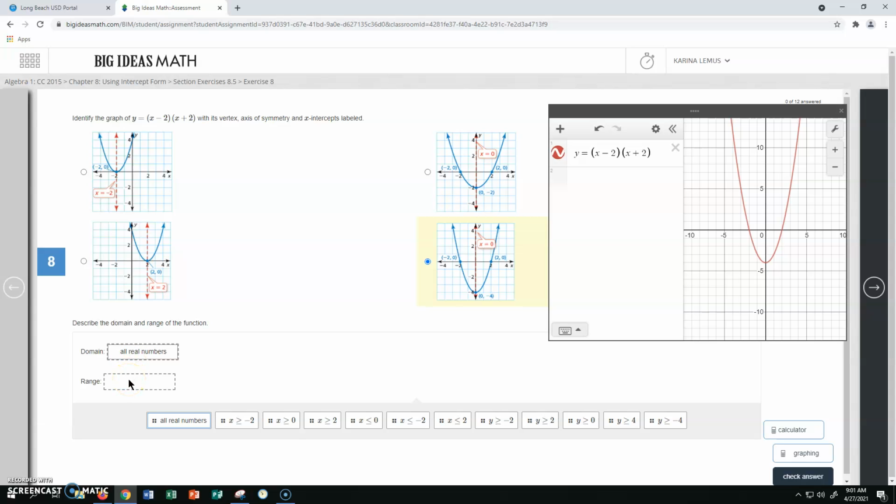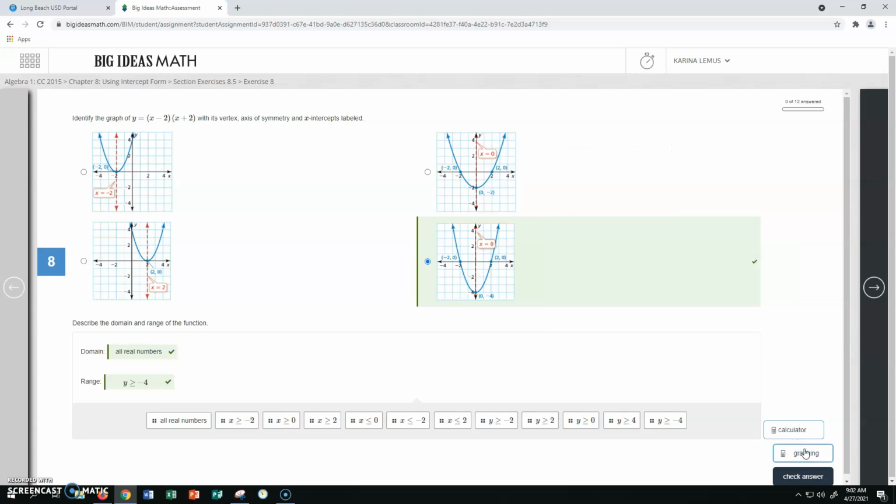The range is based on what the y's are doing. So I'm going to go back over here to the vertex. The lowest y is negative 4. So that means all the other y's have to be bigger than negative 4. So it's greater than or equal to negative 4, because it could be negative 4 right at the vertex. And all the other ones are above it. So I'll check my answer, and you can see that I am correct on all of those.